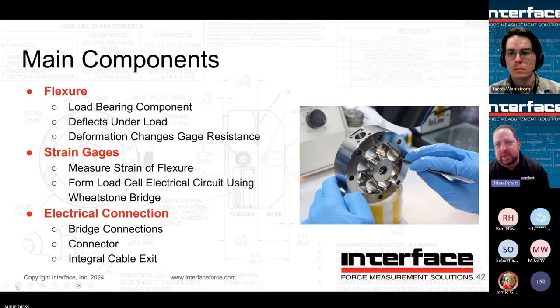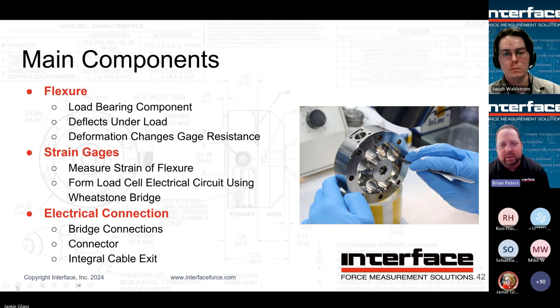Strain gauges. Strain gauges are the heart of the sensor. The quality of the gauge, the quality of the temp compensation, the quality of the bridge completion, all that plays a huge role in the quality of the measurement that you get out of that sensor. We're going to do a deeper dive on those, and then electrical connection. So how are you taking the excitation to the bridge, and how are you getting the output signal out of the sensor?